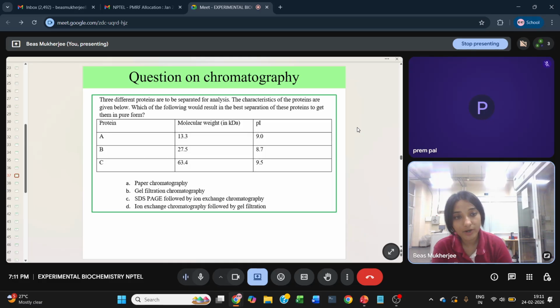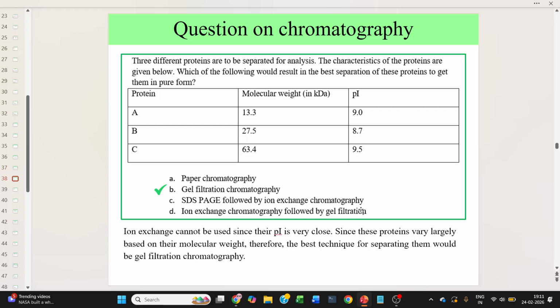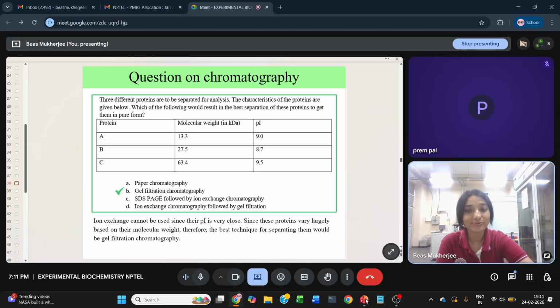We can do paper chromatography, we can do gel filtration chromatography, we can do SDS-PAGE followed by ion exchange chromatography, and we can do ion exchange chromatography followed by gel filtration chromatography. So which technique do you think would be best for the separation? D? Acha. So no, it's not going to be D. It is going to be gel filtration chromatography only.